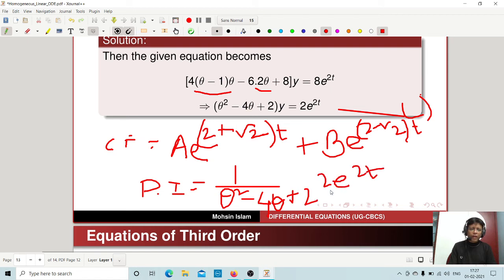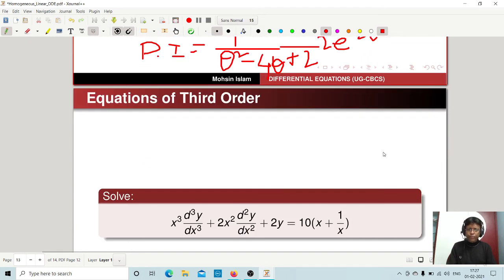You know how to calculate that. I'm not talking about that calculation. You can easily find out, because already in my previous videos we have taught you how to calculate the particular integral. Different cases, there are some complicated cases also. So these are the things, and you can check the calculation, and finally you can get the solution.